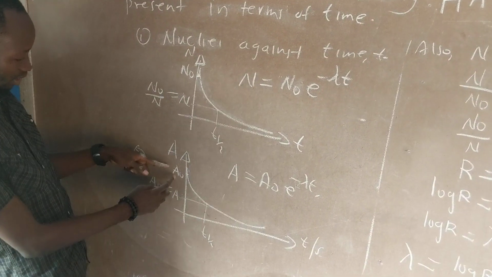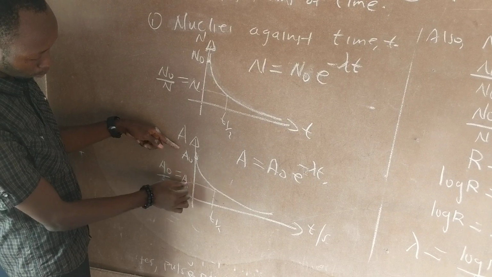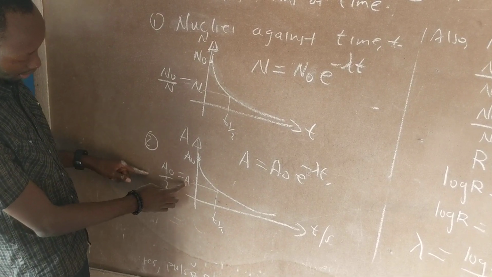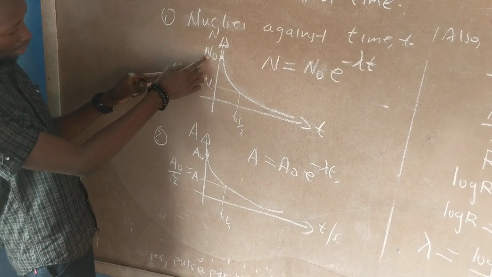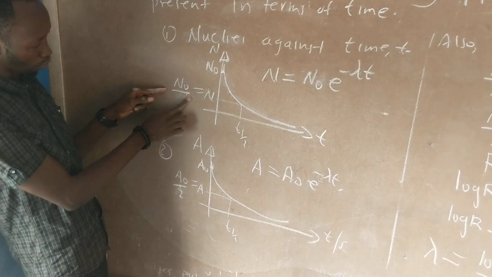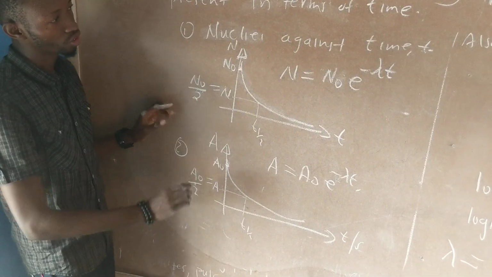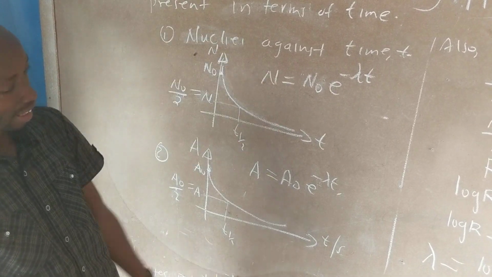And this graph is plotted as A0. Here is A0, which is the initial point, and the final point is A. And this A is half of the initial. Here is the same thing: N0 is the initial, N is the final, and this final is half of this. So this is just the graph of nuclei present against time.